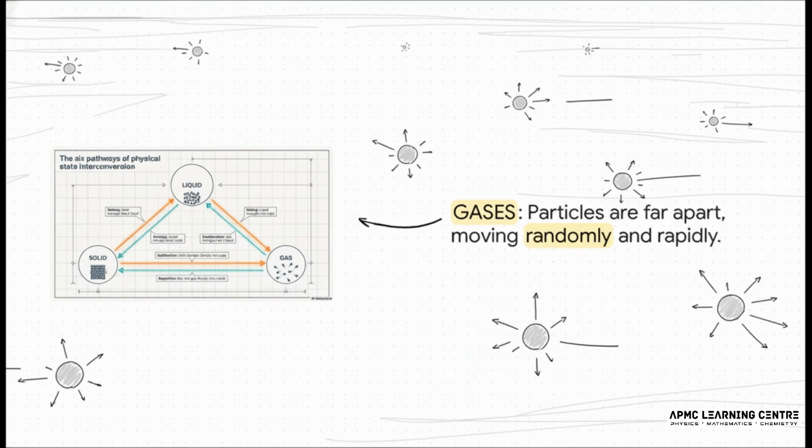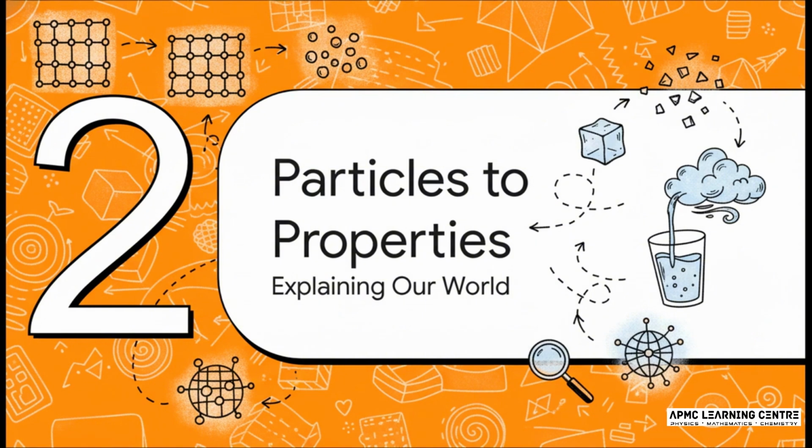And finally, what happens when you add a ton of energy? You get gases. Now, this isn't a crowded party anymore. This is like a few people with endless energy in a gigantic, empty stadium. They've absorbed so much energy that they've completely broken free from each other. They're super far apart, zipping around at incredible speeds in random directions, bouncing off the walls, and filling every inch of the space. So we have our three particle arrangements: the rigid grid, the sliding crowd, and the free-flying speedsters.